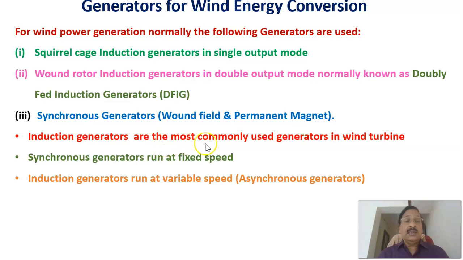Induction generators are the most commonly used generators in wind turbines. Synchronous generators run at a fixed speed, but induction generators run at variable speed. That's called an asynchronous generator. Now we are going to concentrate on the squirrel cage induction generator as well as the doubly fed induction generator that are widely used for wind energy conversion.